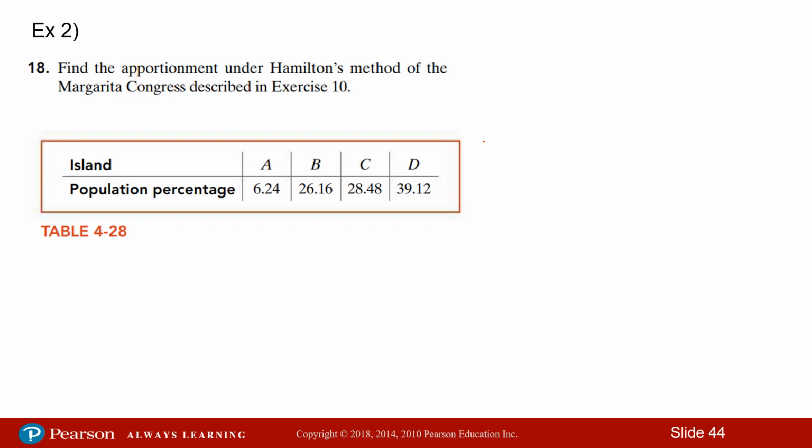I'm going to read exercise 10 because I didn't know that we needed more information here. Exercise 10 says, small island of Margarita. That's so cool, Margaritaville. There are 125 seats in the Margarita Congress. So seats up on top here: 125. That's what we get.